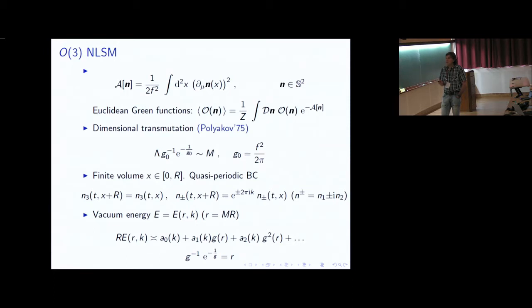All right, and in fact, the main subject of my interest is the theory on a segment. Naturally it looks natural to impose a periodic boundary condition, but you can consider a more general class of boundary conditions, quasi-periodic boundary conditions, written this way. So it is periodic in, let's say, the third direction. The boundary condition, of course, breaks the original symmetry of the Lagrangian, which is O(3), down to U(1).